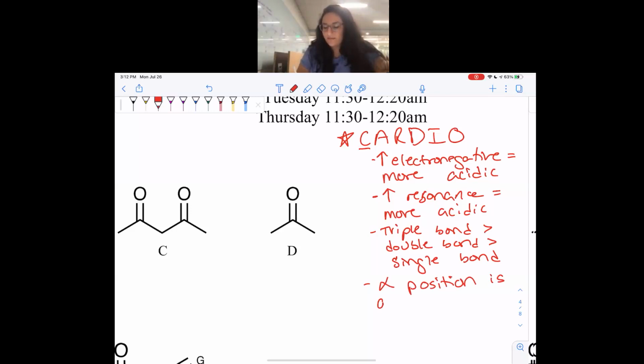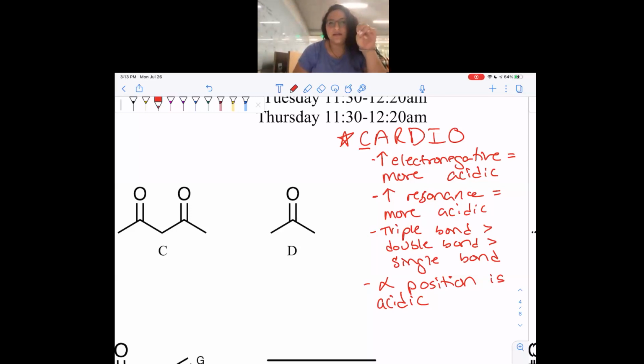And does anyone remember why the alpha position is acidic? It doesn't have to be a long answer. It could just be one word, short and sweet, whatever you remember from last time. Awesome. So someone said because of the ability of the hydrogen to move. So yeah, the hydrogen is able to be pulled off more easily.